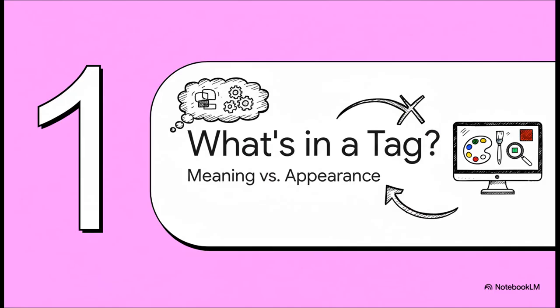And that really brings us to the core question. What's actually in a tag? Is it just a command for how things should look on the page, or can it carry a deeper meaning? This isn't just some techie detail, you know? It's the difference between a computer just showing you information and a computer actually understanding it.